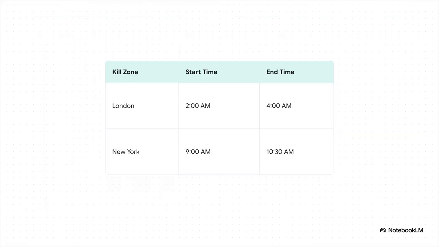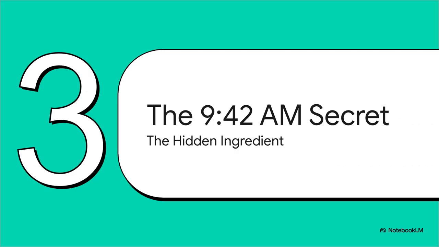And here are those specific time windows. They're called kill zones. A bit of an intense name, I know, but they basically correspond to periods of high volatility and liquidity, usually around the London and New York market opens. Now, according to this strategy, these are the only two times you should be looking to execute a trade. The London session from 2 to 4 a.m. New York time, and the New York session from 9 to 10:30 a.m. So we've got the when locked down, now let's find the where.